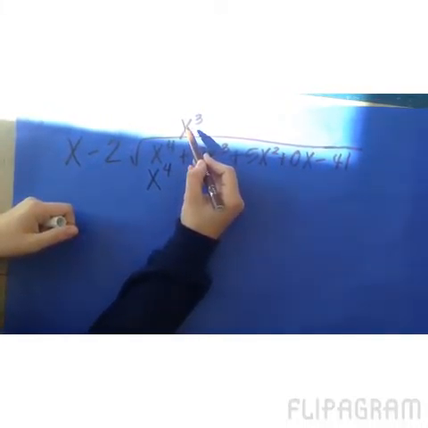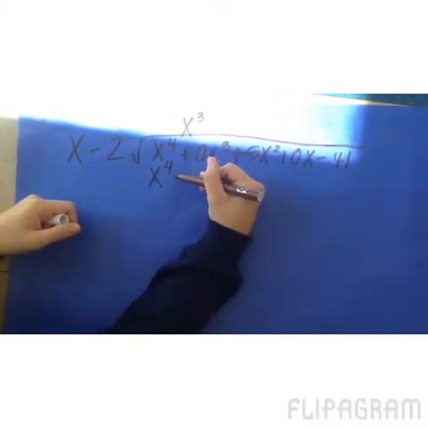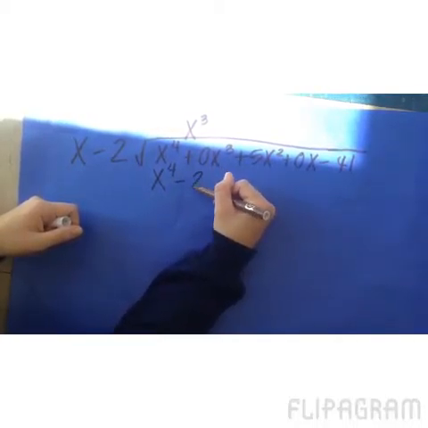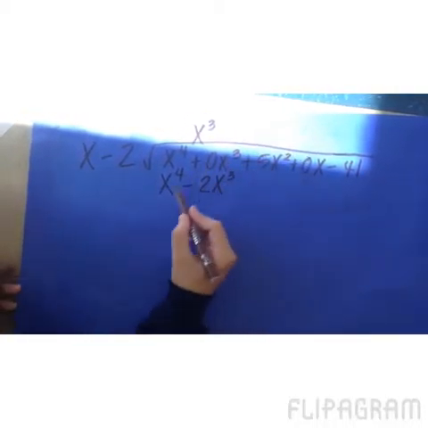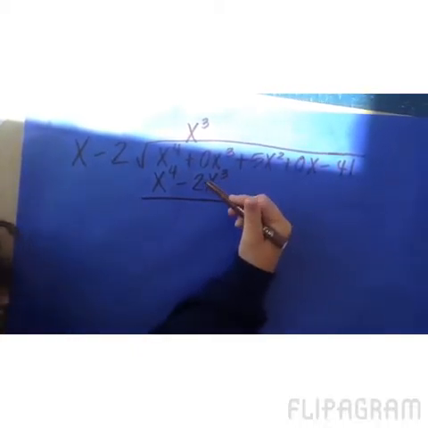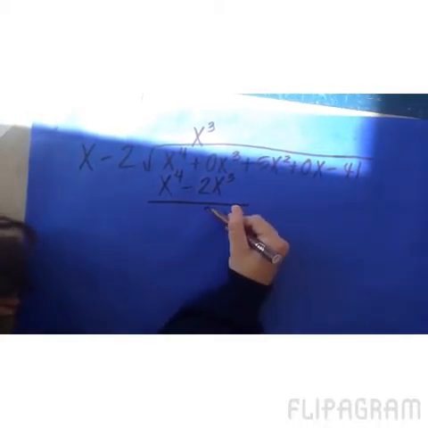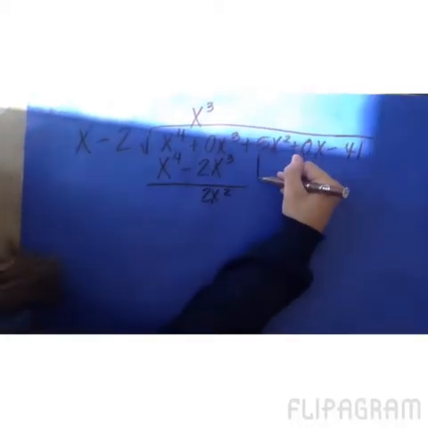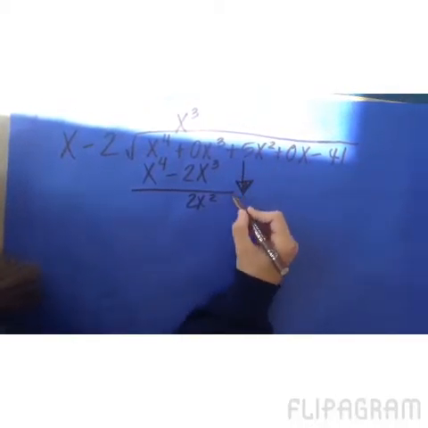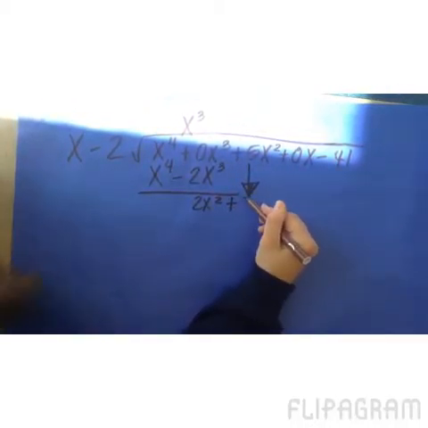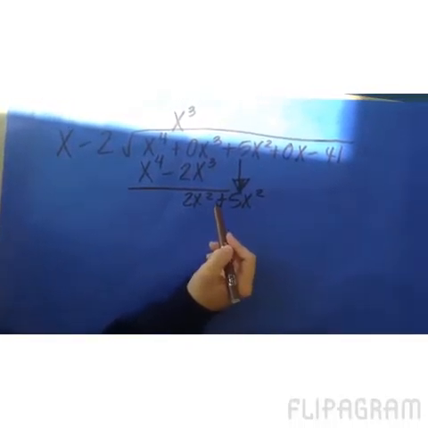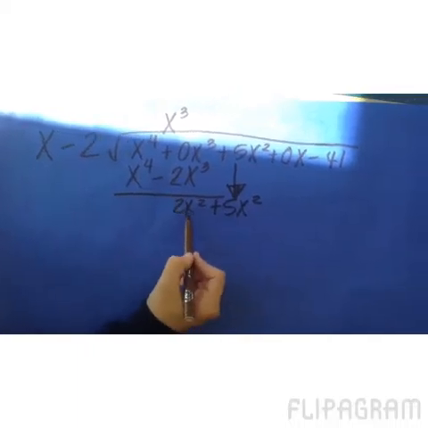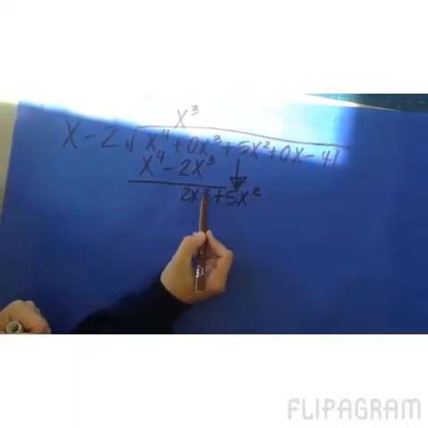then you have to times this by this, so that would equal negative 2x cubed, and then you would have to subtract, and you would get 2x cubed, and then you have to bring down plus 5x squared. And then you have to do the same process where you have to figure out what times x equals 2x to the squared.